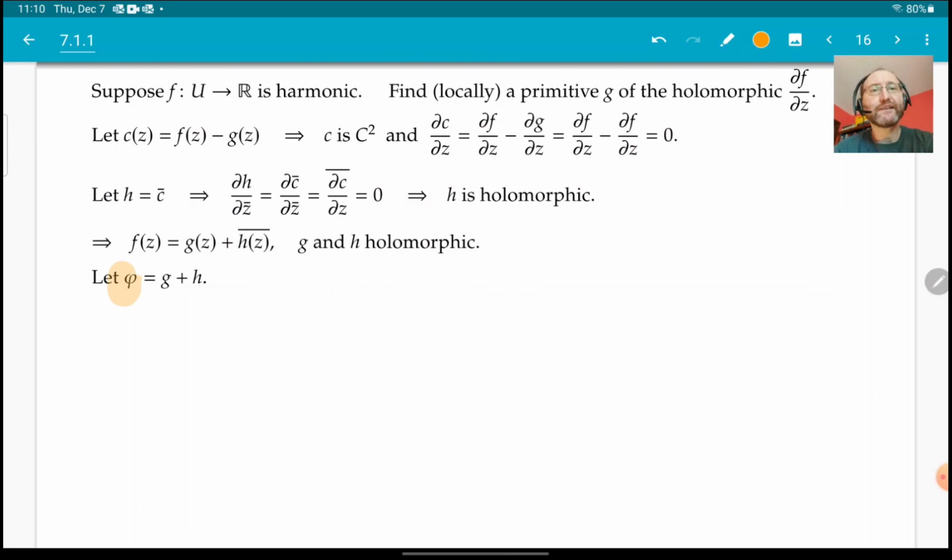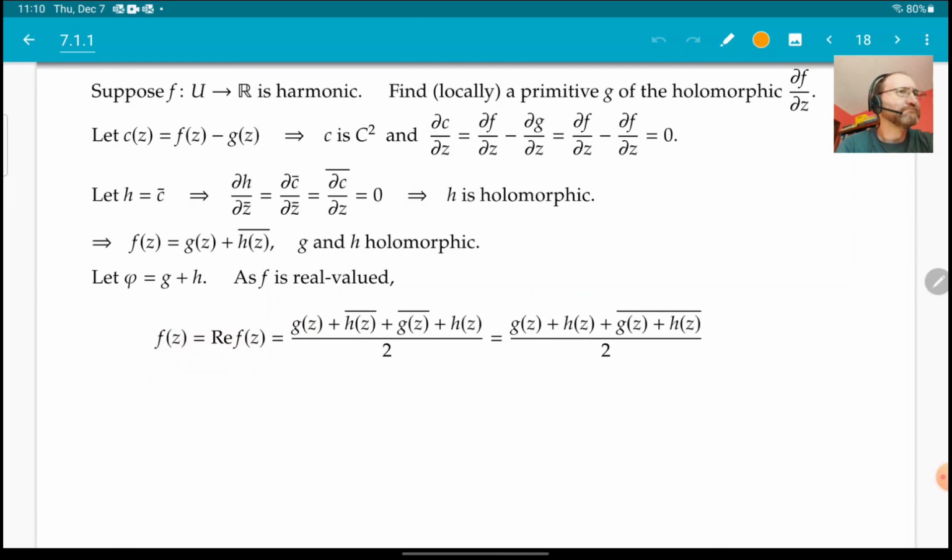So let phi be g plus h. And we know that f is real valued, right? So f is equal to its real part, right? And so what is the real part? I take the function, I add its conjugate, and I divide by 2, right? That's just how I compute real parts of things. Well, I can reorder this and put the non-bars on one side and the bars on the other side, and I notice, well, that's just phi. This is just the real part of phi, right?